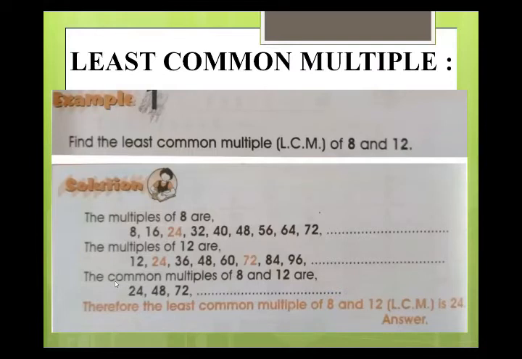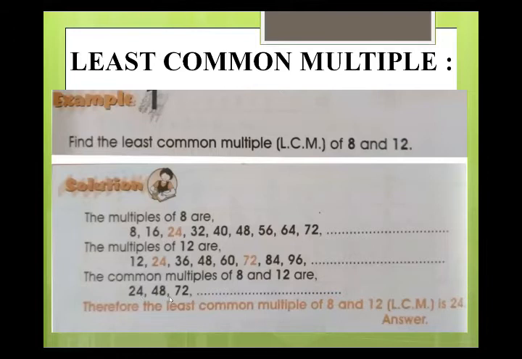So first you list out the common multiples of 8 and 12, which are 24, 48, and 72, and so on. Then you have to find the least common multiple. What is the meaning of least common multiple? It is the smallest among all these common multiples.